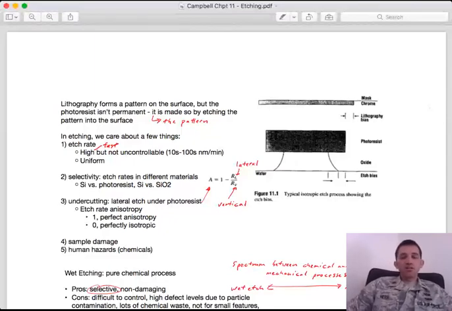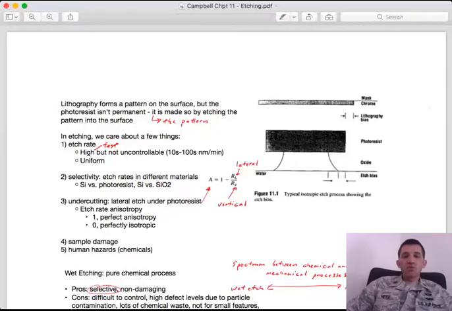On the other end, we have ion milling, right? And this is the opposite. I'm just going to introduce it here, right? So ion milling tends to be very non-selective, right? You have ions that are impacting on the surface, and they're going to eject whatever atoms they impact.